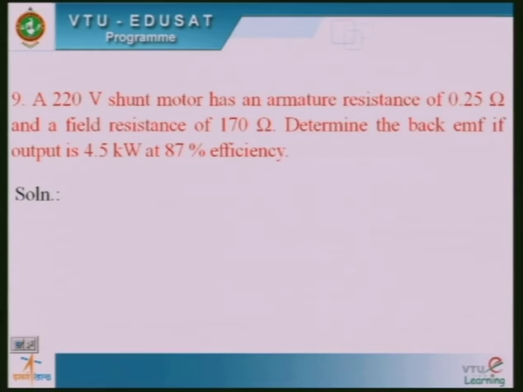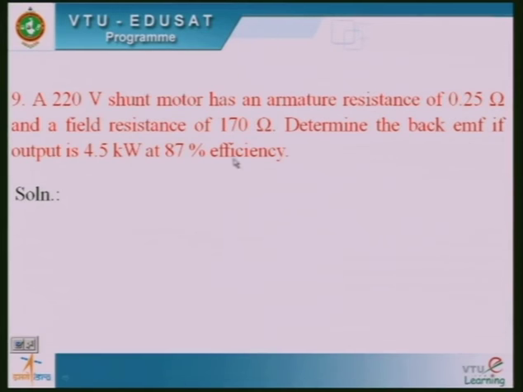Okay. Now, you see in this problem, the data given is a 220 volt shunt motor, meaning the shunt field winding is connected in parallel with the armature. The 220 volt shunt motor has an armature resistance of 0.25 ohm and the field resistance is 170 ohm. Determine the back EMF if the output is 4.5 kilowatt at 87% efficiency.